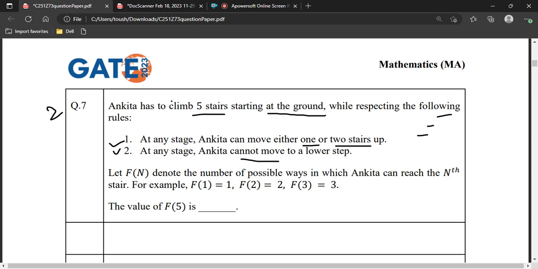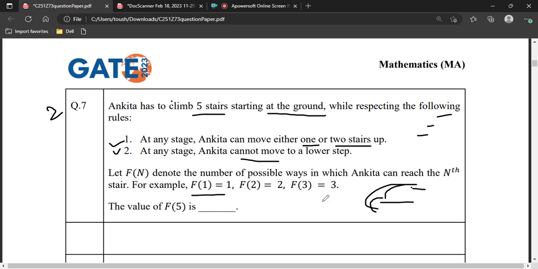Now they said f(n) is the number of possible ways, that means how many ways she can climb the nth stair. So they said f(1) is equal to 1. Look, 1 means only one stair. If you are on the ground, how can you go to stair number 1? Just by stair number 1, so you have only one way. Now they said if you have two stairs, f(2) is 2. Look how f(2) is 2. You can go from the ground to stair 1, and then from 1 to 2, or directly you can go from the ground to 2, because you can move either 1 or 2 stairs up directly.